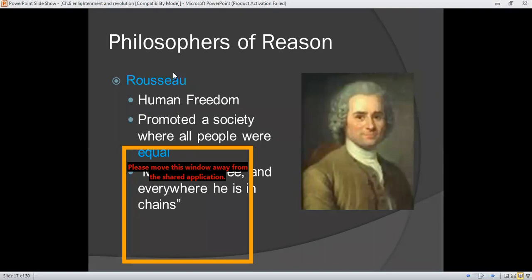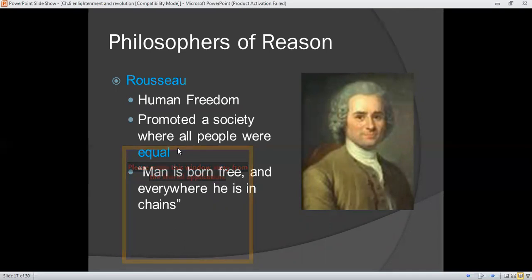Now, Jean-Jacques Rousseau argued for human freedom, just like the rest of the philosophers, but instead he wanted to promote or to start a society where all people are equal. He did not want the hierarchy of the elites and the commoners. He said that man is born free and everywhere he's in chains.